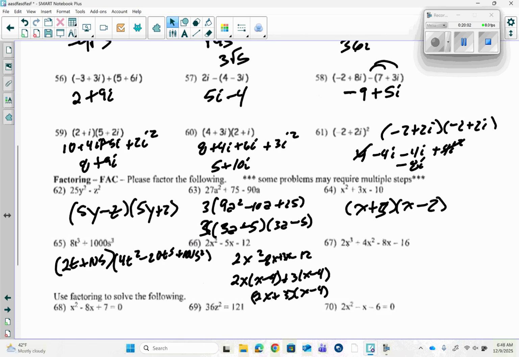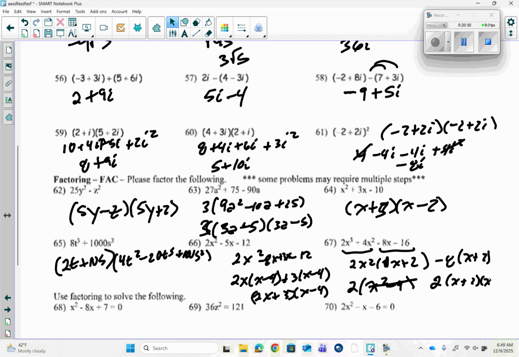This one we have 4 parts, so factor by grouping. So I have a 2x squared. That gives me 2x plus 1x plus 2. Factor out a negative 8, and that's going to be x plus 2. So this is going to factor down to 2x squared minus 8. I'm going to factor a 2 out first, and that's going to give me x squared minus 4. So that's going to break down to x plus 2, x minus 2. And then you have that last x plus 2. There's your answer.